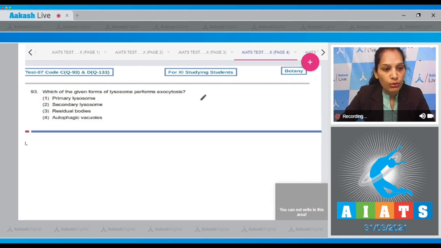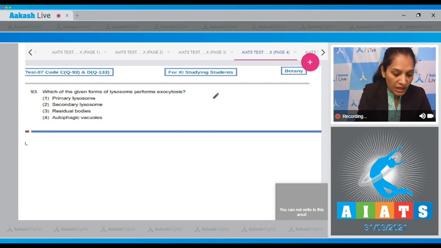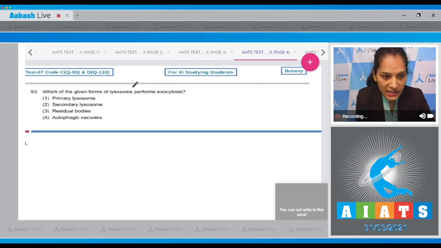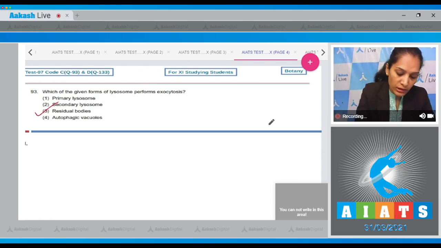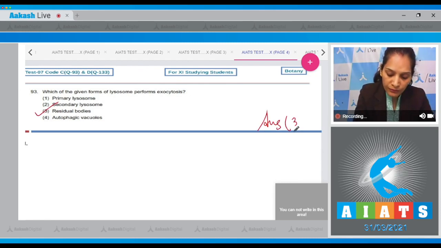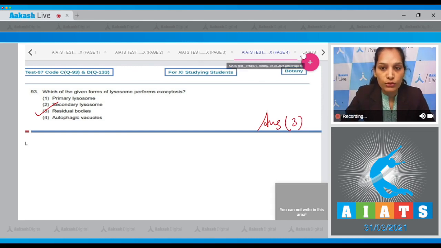Let's move to the next question. Question number 93. Which of the given forms of lysosome performs exocytosis? The primary lysosome contains inactive enzymes. Secondary lysosome contains the active enzymes. Third is the residual bodies. These are the lysosomes which perform the function of exocytosis. They remove the undigested food out of the cell with the help of exocytosis. So the correct option for the given question is option number 3.